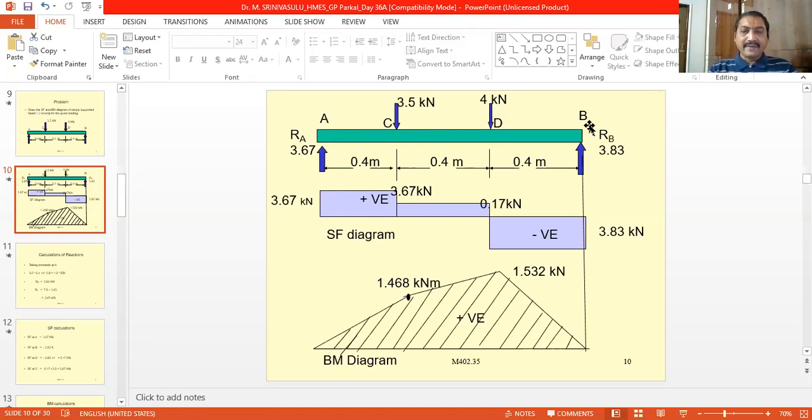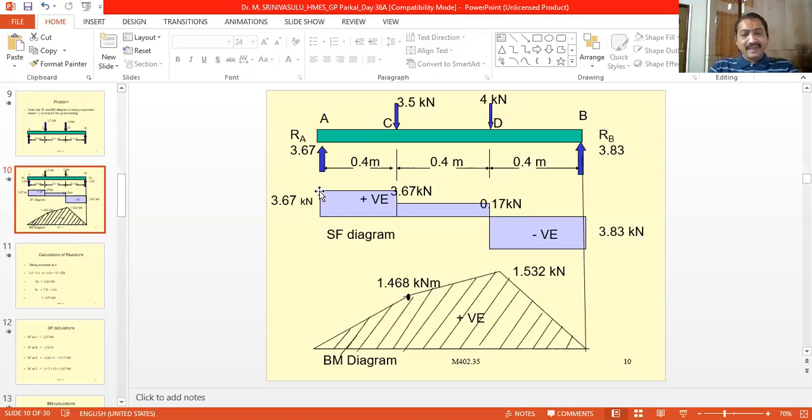Now we need to locate the points. At point B it is equal to minus 3.83, at point D it is equal to 0.17, at point C it is equal to 3.67, and at point A also equal to 3.67. Now we have located all the points.